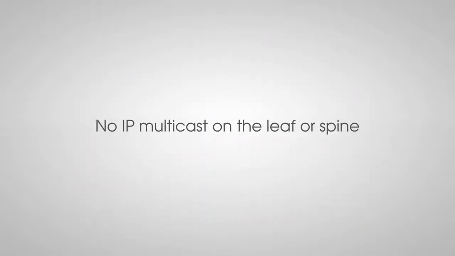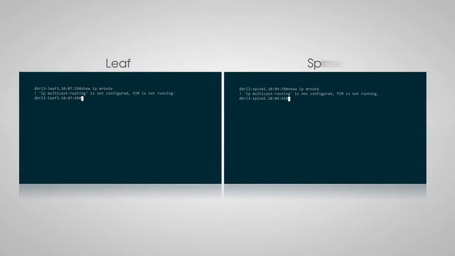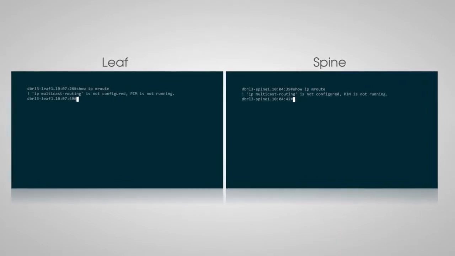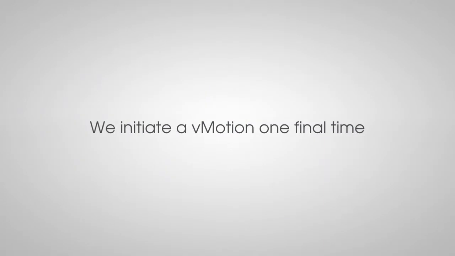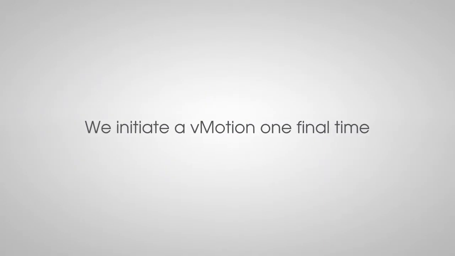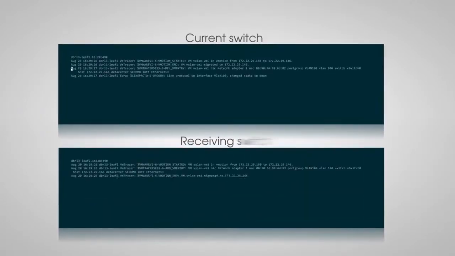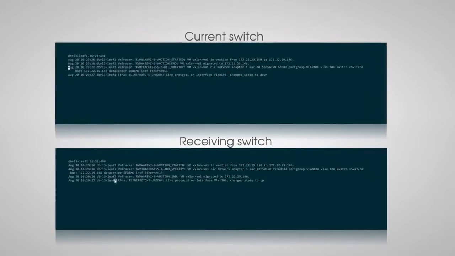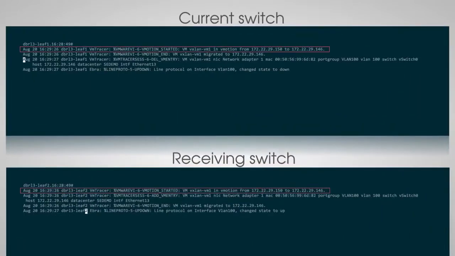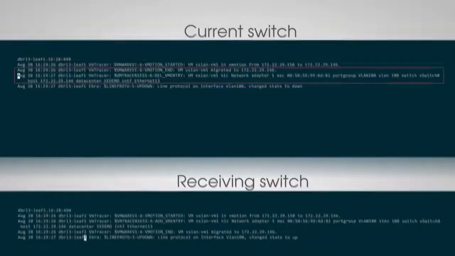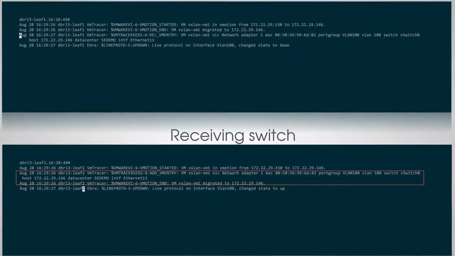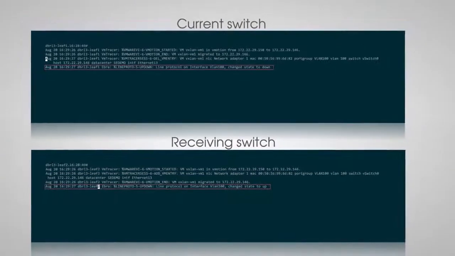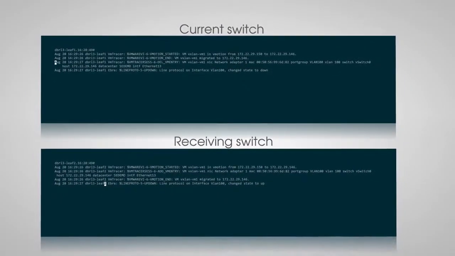Now let's verify that there is no IP multicast on the leaf or spine. A simple command can verify this as well. And yes, no IP multicast is routed on this network. Now let's watch the network logs as we initiate a vMotion one final time. Let's pull up the terminal on both the current switch and the receiving switch. Start the vMotion and we can see the VM moving, the VLAN being torn down, the receiving switch standing up a VLAN, binding it to a VXLAN VNI, instantiating the default gateway, and learning the ARP entry in the ARP table.